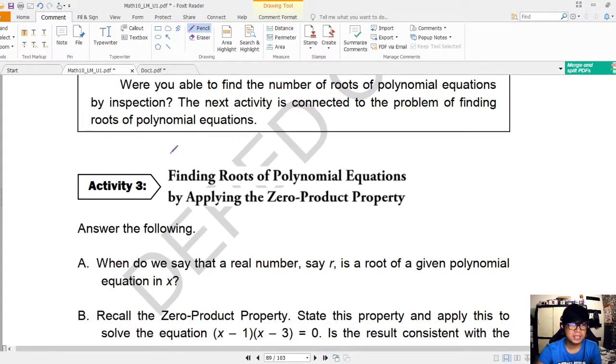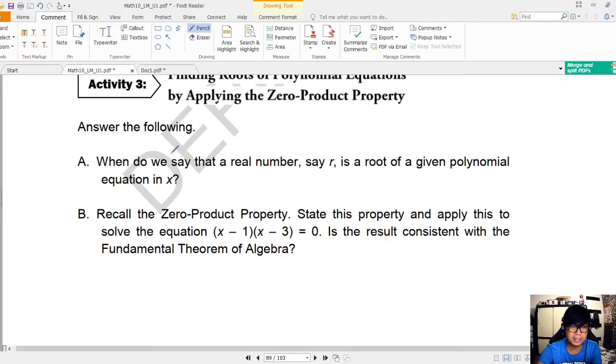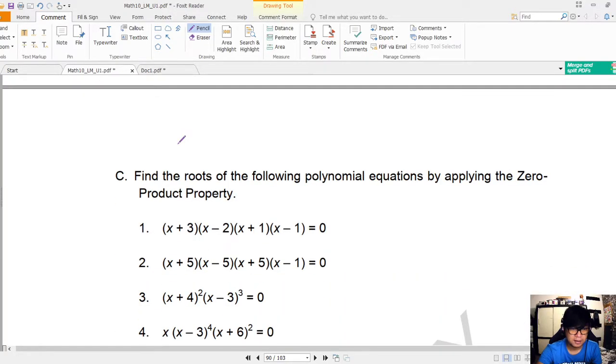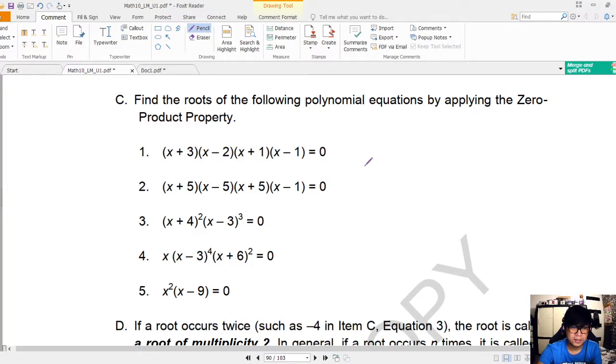Okay, so this one, activity number 3, we will find the roots of a polynomial equation by applying the zero product property. Natin examples dito. Find the roots of the following polynomials by applying the zero property. Katulad ng ginawa natin kanina, hinanap natin yung zero by applying the zero product property. When we say zero product property, each factor dito, equate natin siya sa zero.